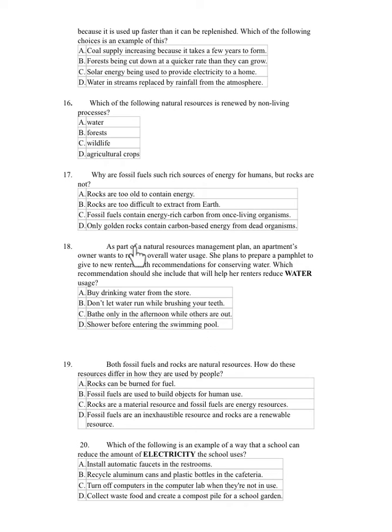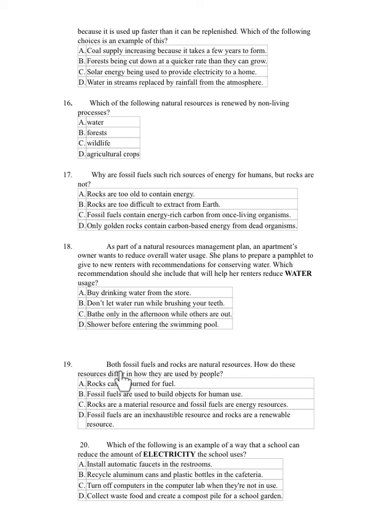Number 18. As a part of a natural resource management plan, an apartment's owner wants to reduce the overall water usage. She plans to prepare a pamphlet to give to new renters with recommendations for conserving water. Which recommendations should she include that will help her renters to reduce water usage? A. By drinking water from the store. B. Don't let the water run while brushing your teeth. C. Bathe only in the afternoon while others are out. D. Shower before entering the swimming pool.